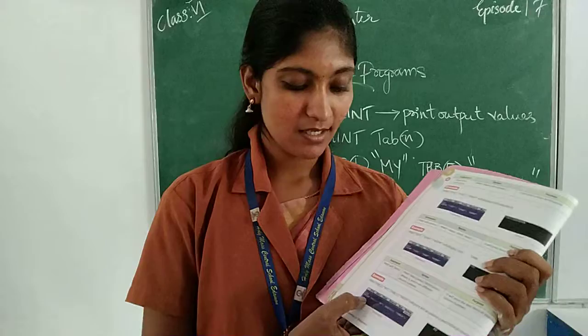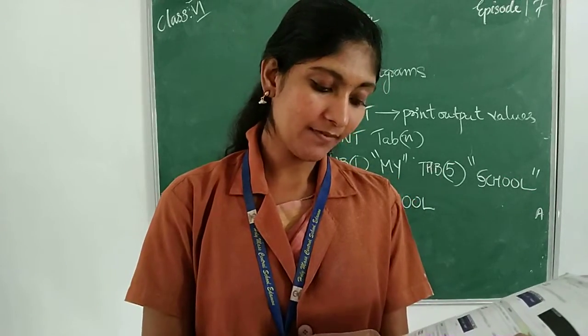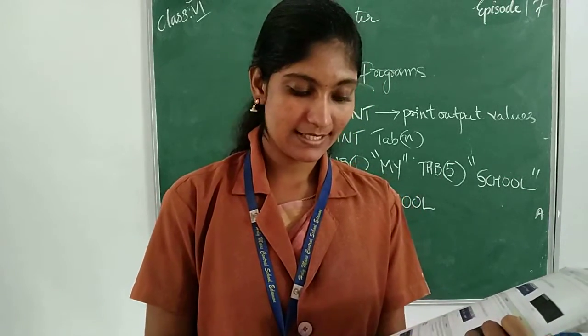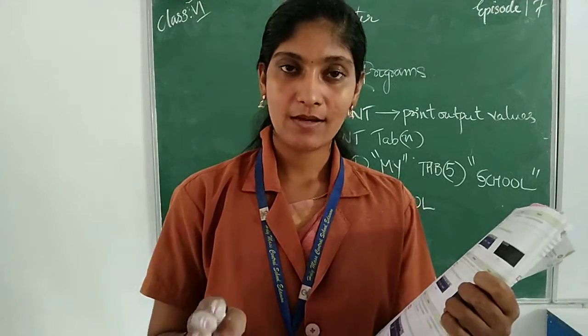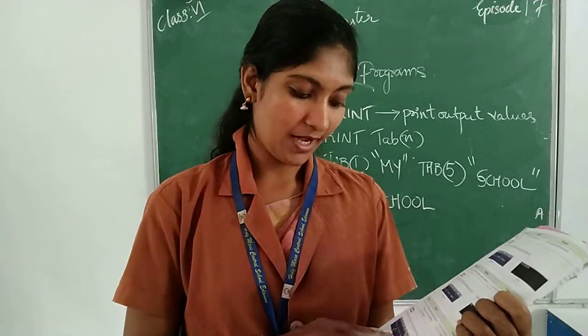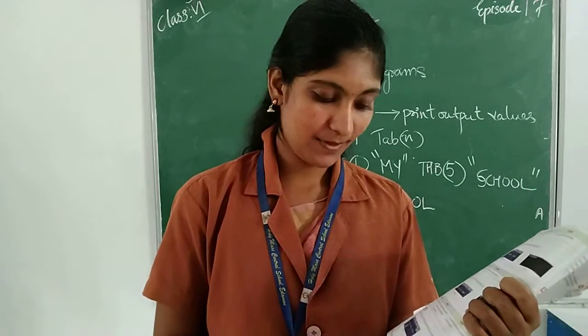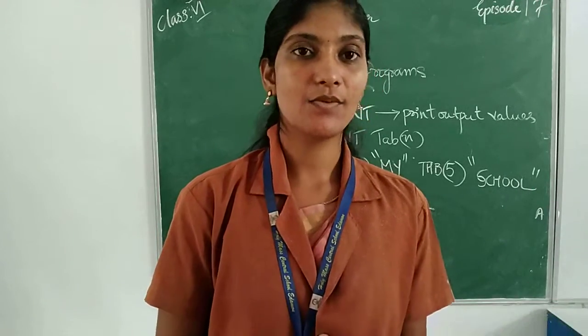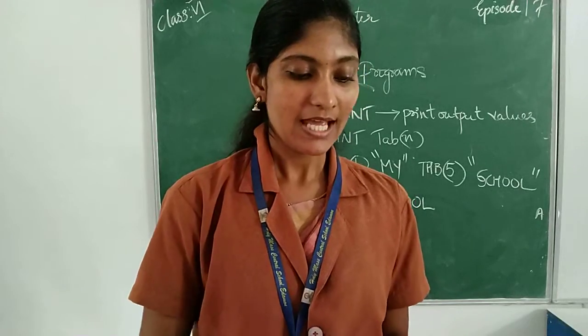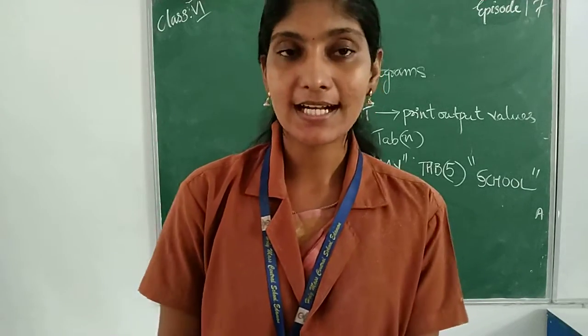So CLS, print tab of 5. Then first adding spaces. Then print a word, that is my. Then after that adding tab spaces. Then print another word, India. Okay. Next is applying conditions.